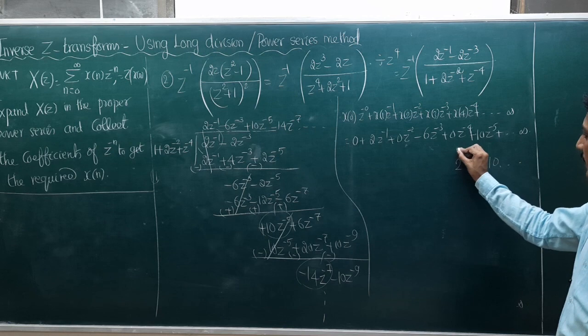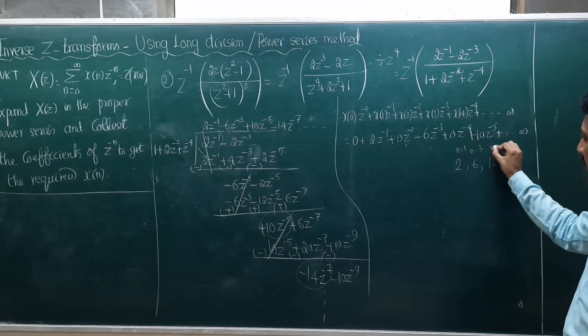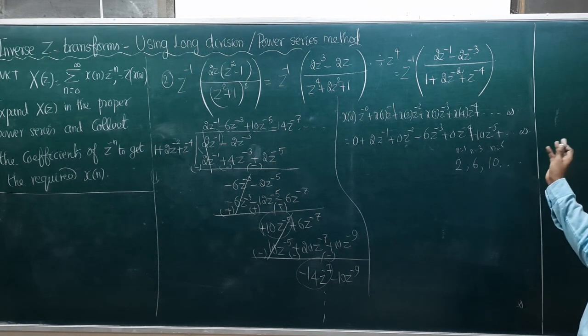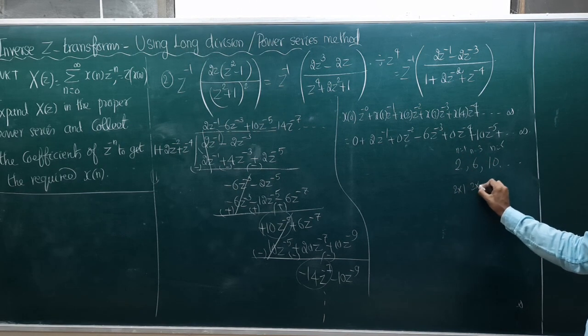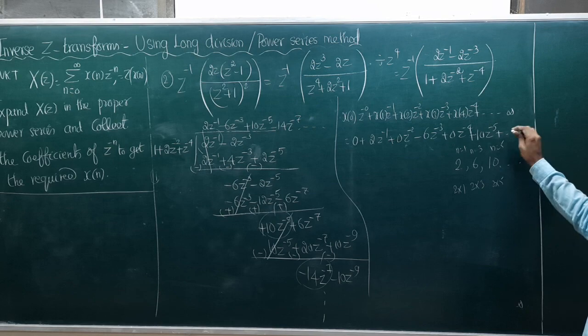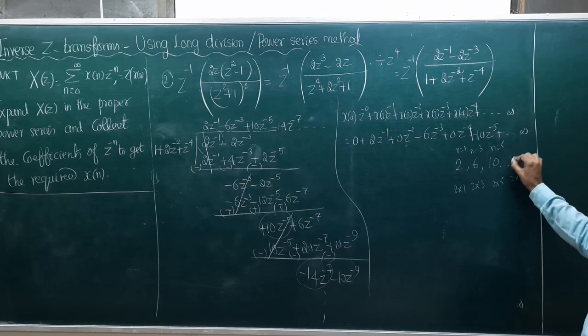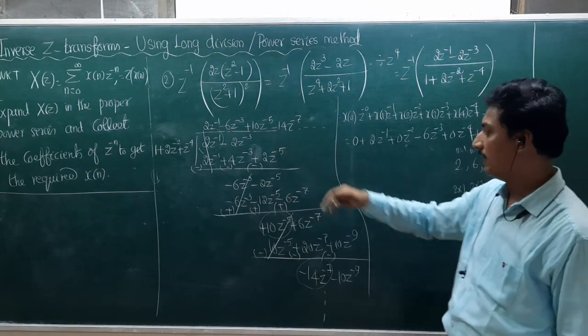So the same thing: this is n equal to 1, this is n equal to 3, this is n equal to 5. What about the nth term? n equal to 1 means 2 into 1 is 2, 2 into 3 is 6, 2 into 5 is 10. The next one is 7, 2 into 7 is 14. Yes, I got the 14 here. Minus 14 actually.